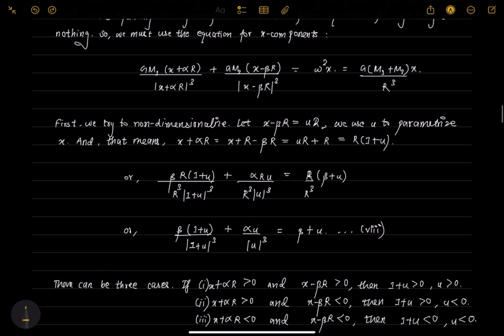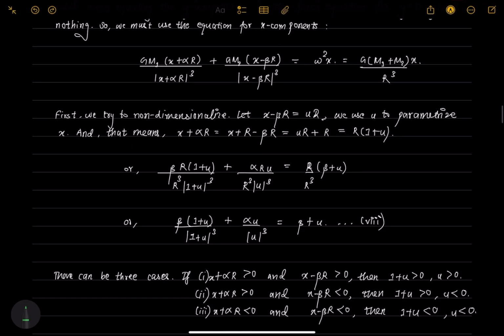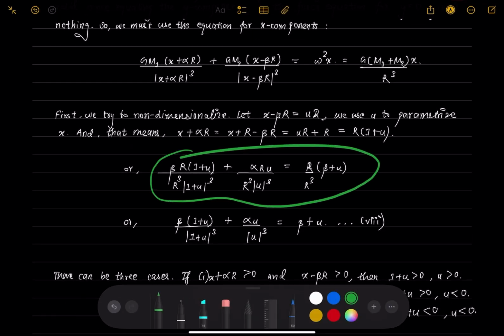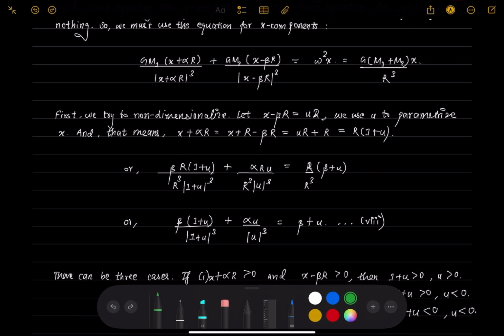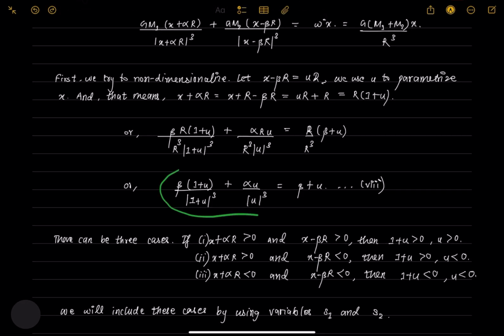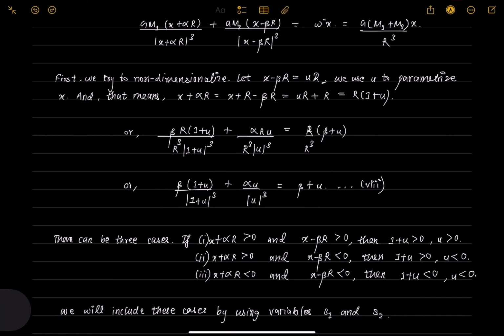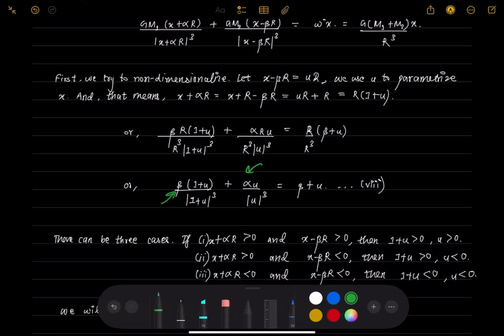Anyways, after we've non-dimensionalized this equation, we obtain something like this in terms of the dimensionless variable u. And further simplifying, we obtain something like this. And this is completely non-dimensional. Beta is just some ratio of the masses, m1 and m2. Alpha is just some ratio. Beta is again some ratio. U is a non-dimensional variable parametrizing x.